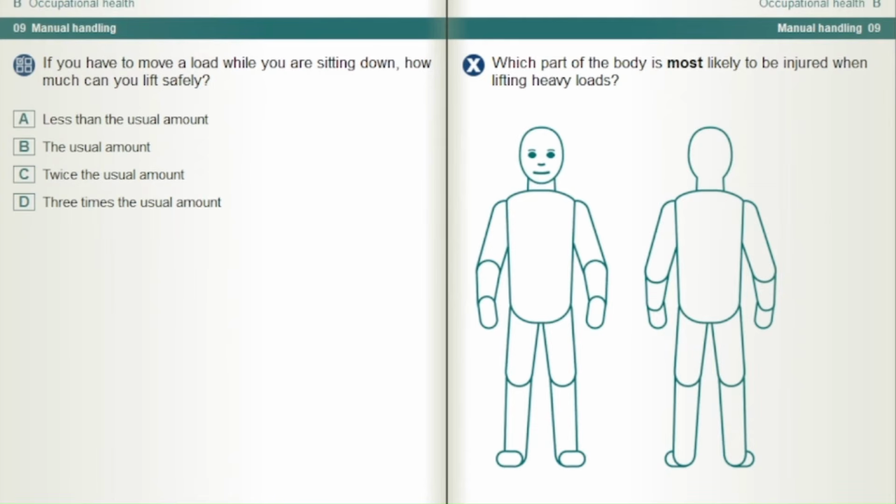If you have to move a load while you are sitting down, how much can you lift safely? Less than the usual amount. The usual amount. Twice the usual amount. 3 times the usual amount.